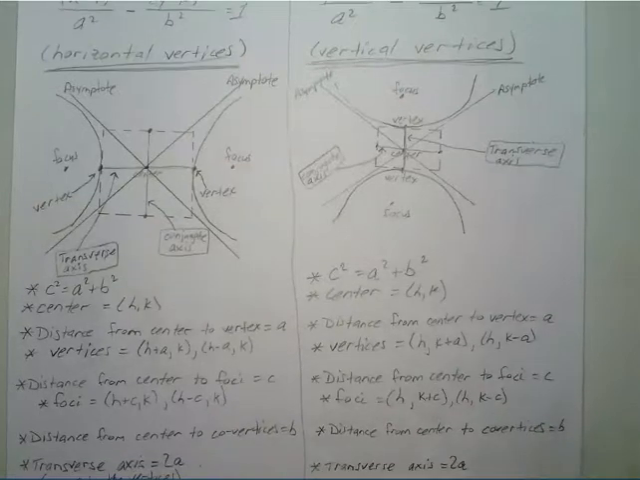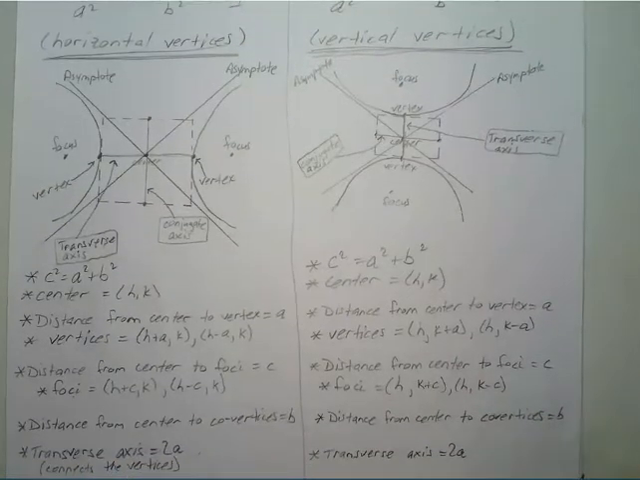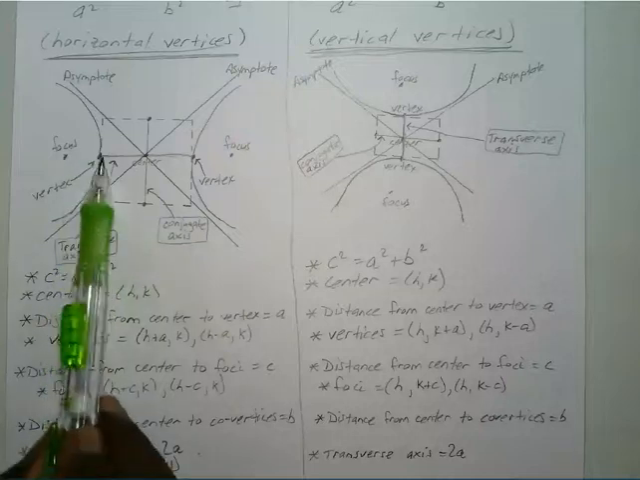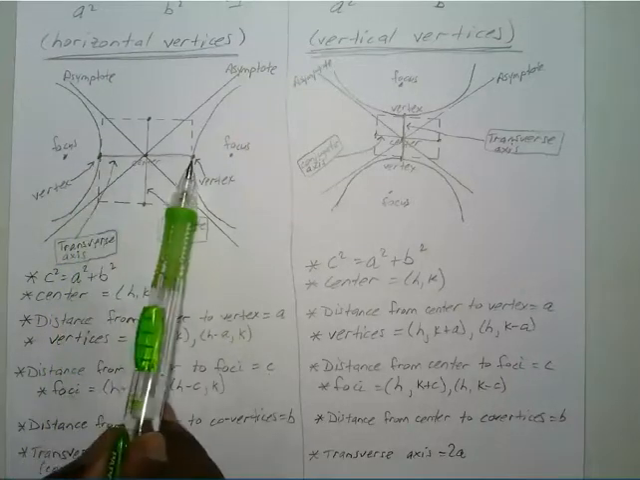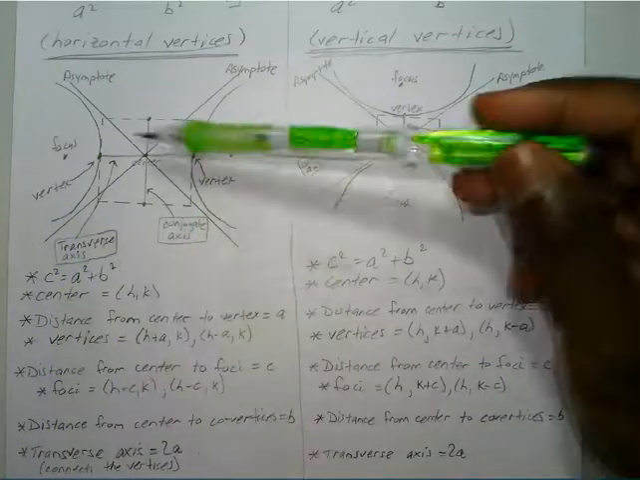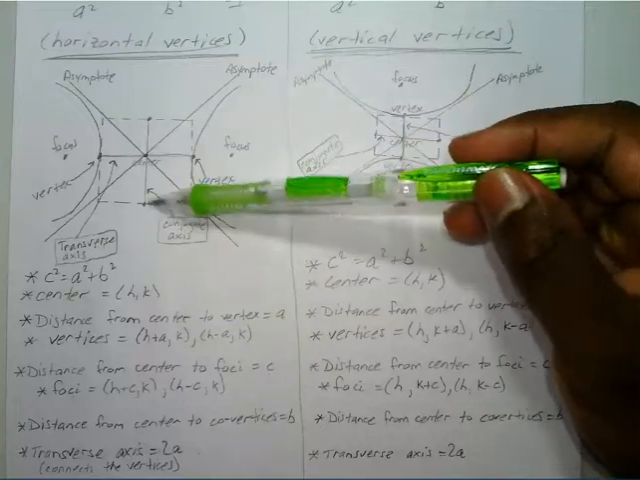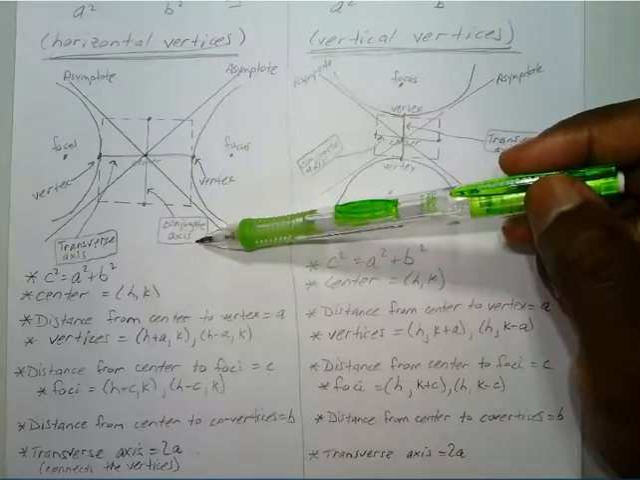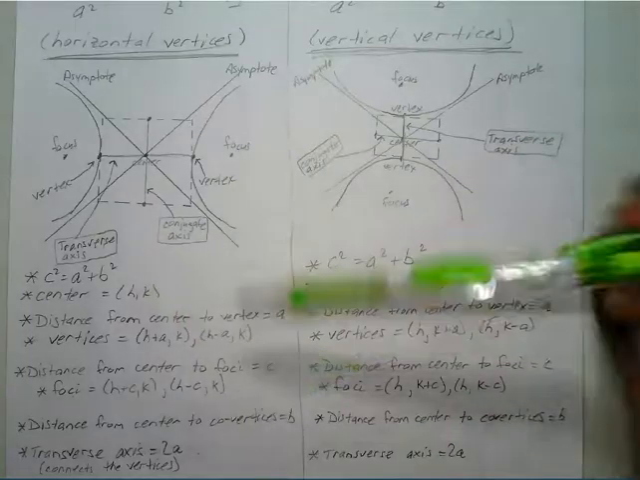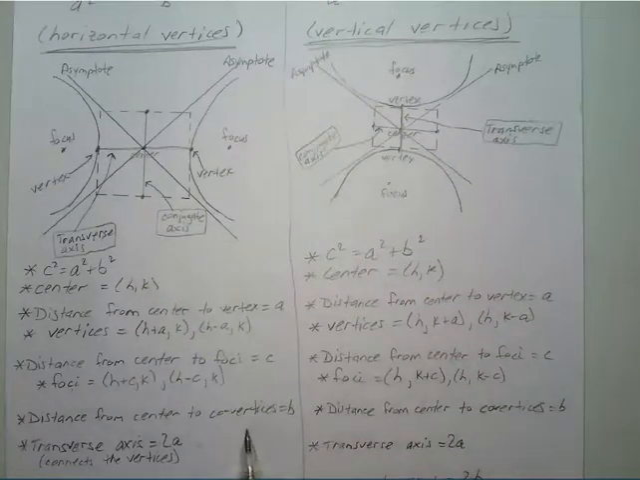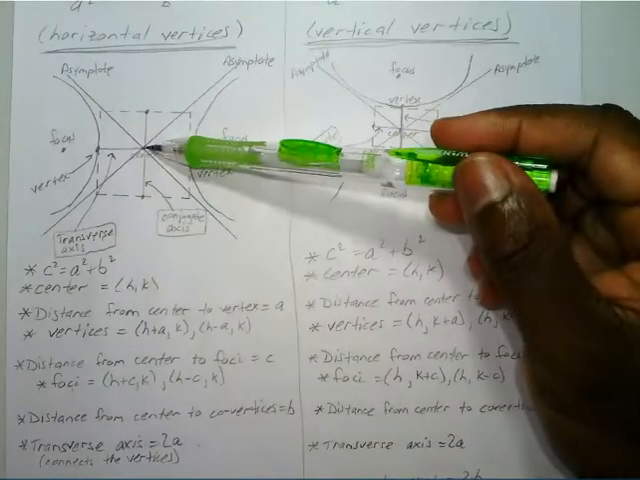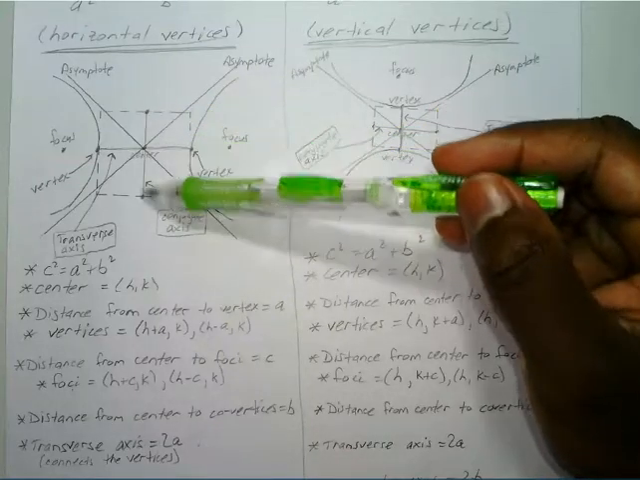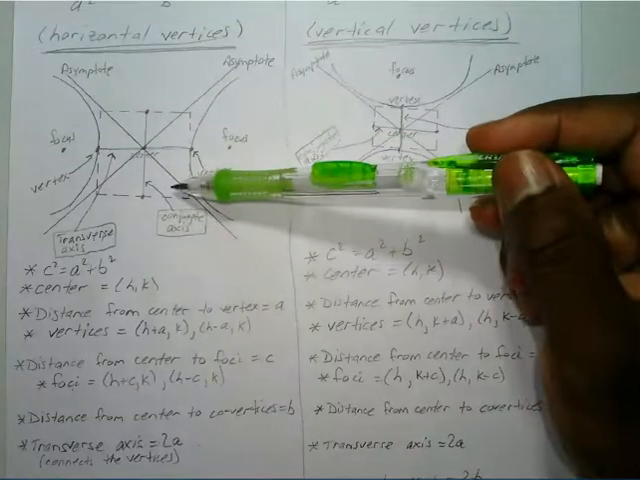Now the distance from the center to your co-vertices, that's where this little square comes in. So you have your vertices here on the horizontal. Your co-vertices are on your minor axis, and in this case, that's called a conjugate axis. So the distance from your center to your co-vertices is b. I just didn't want to put all the b's and a's around here to make it too congested.